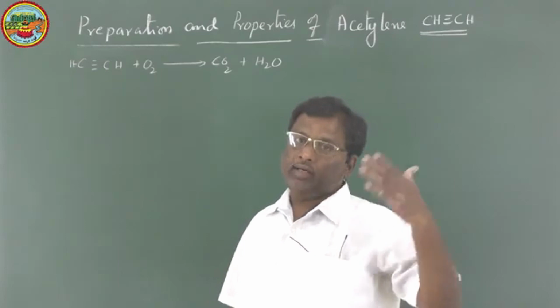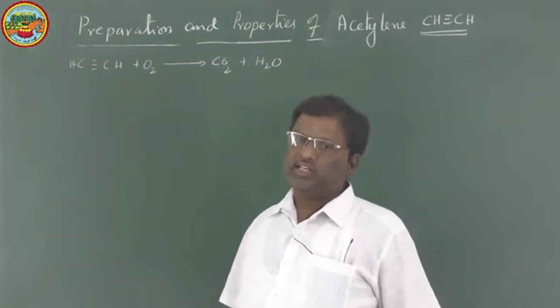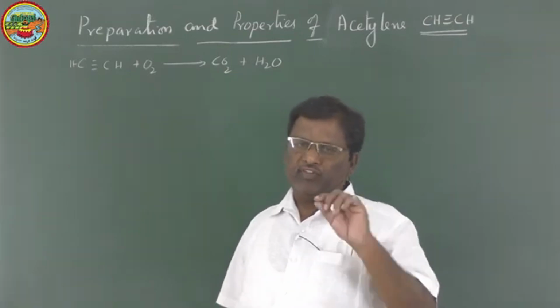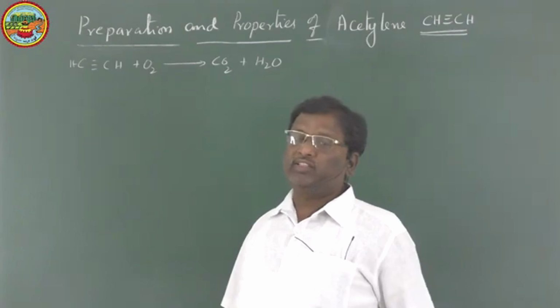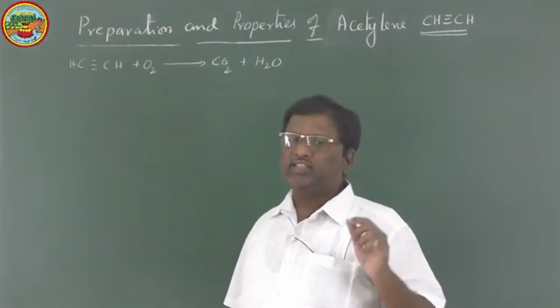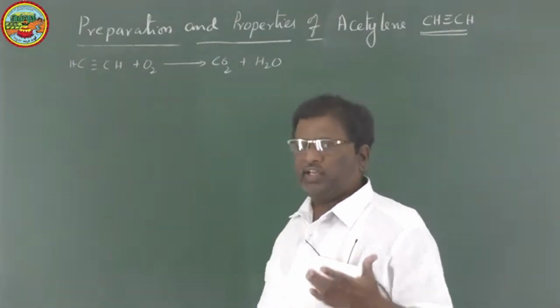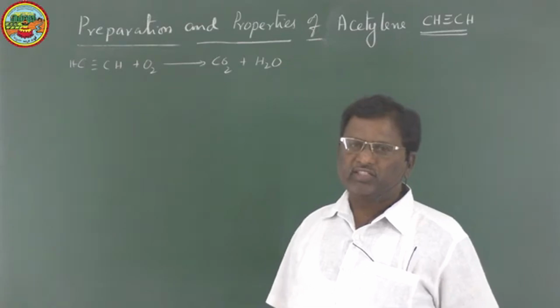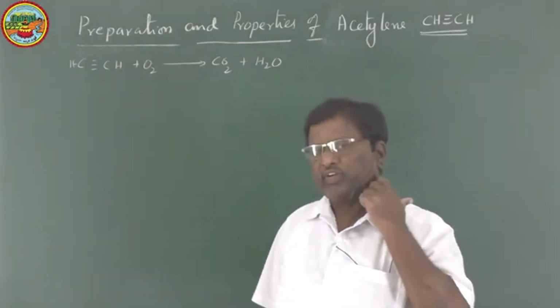We use it for cutting iron beams and iron logs, and for welding purposes also, because 2000 to 3000 degrees centigrade temperature can be generated by this oxyacetylene torch. Next, like ethylene, it undergoes addition reactions and polymerization reactions also, but the products are somewhat different.